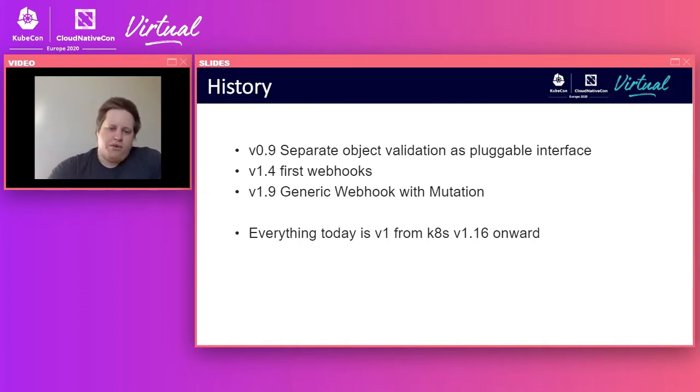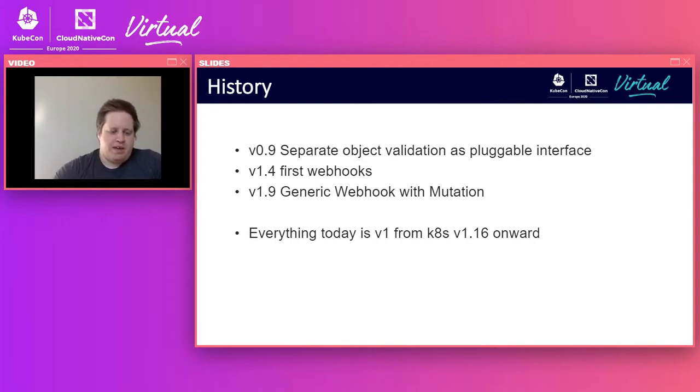Next, okay, and so the history of them. Admission controllers basically have been in Kubernetes since nearly the beginning, and the first was pulled out in 0.09 to separate object validation into a pluggable interface, as well as allow other plugins to exist in the future. The first webhook started out at around 1.4 and existed for specific API types to call out to specific web servers, and were not as configurable as the generic webhooks are today.